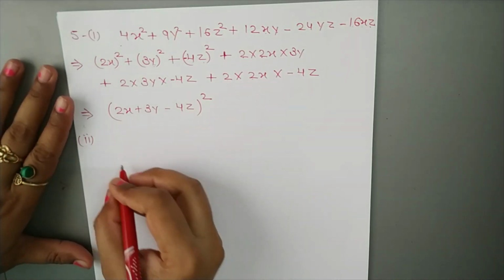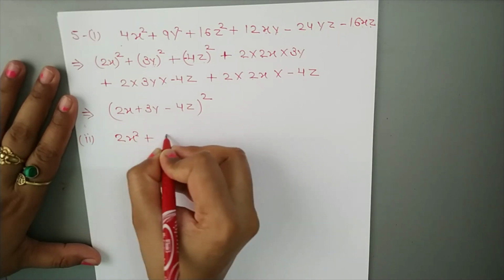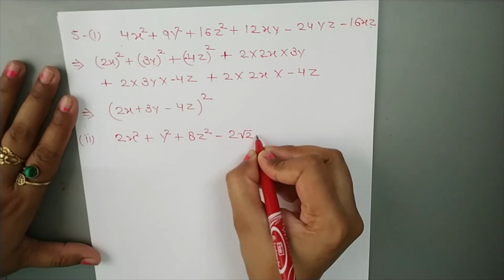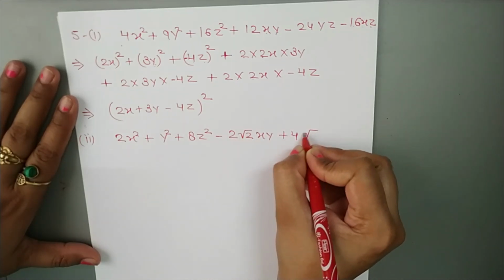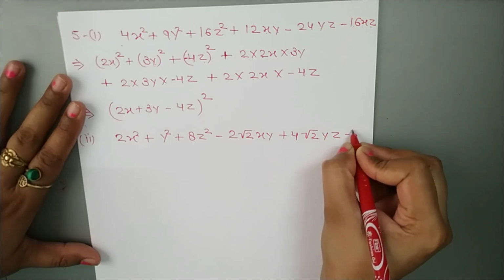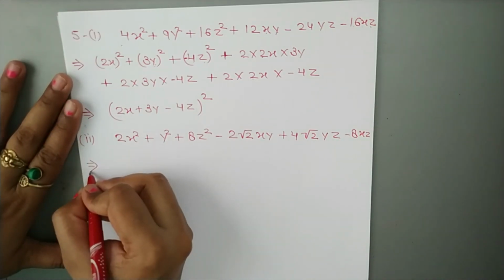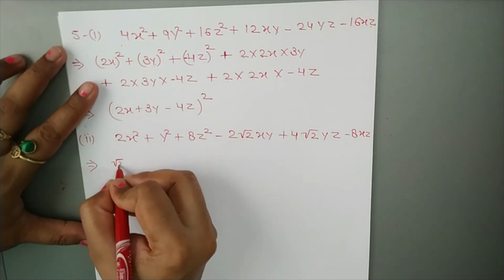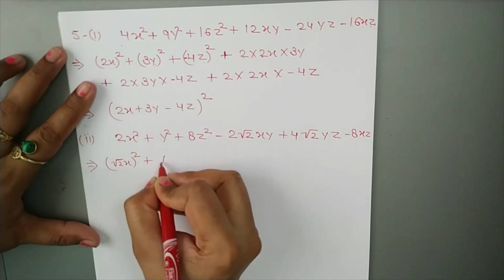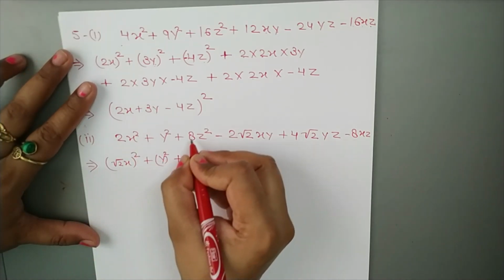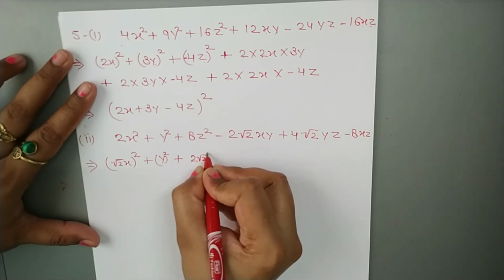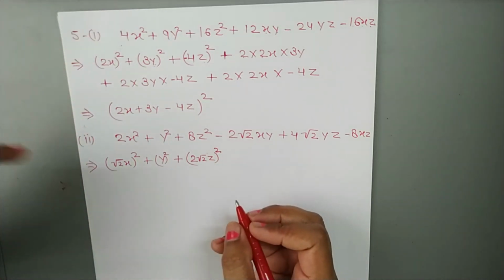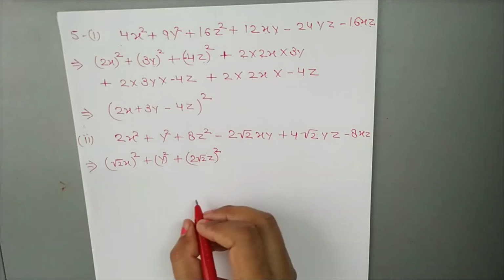It will be 2x square plus y square plus 8z square minus 2 root 2xy plus 4 root 2yz minus 8xz. Okay, so in the same way we have to make this. This can be written as root 2x whole square plus y square plus 2 root 2z whole square. Now we know which one will be negative, so I am just trying to make it.